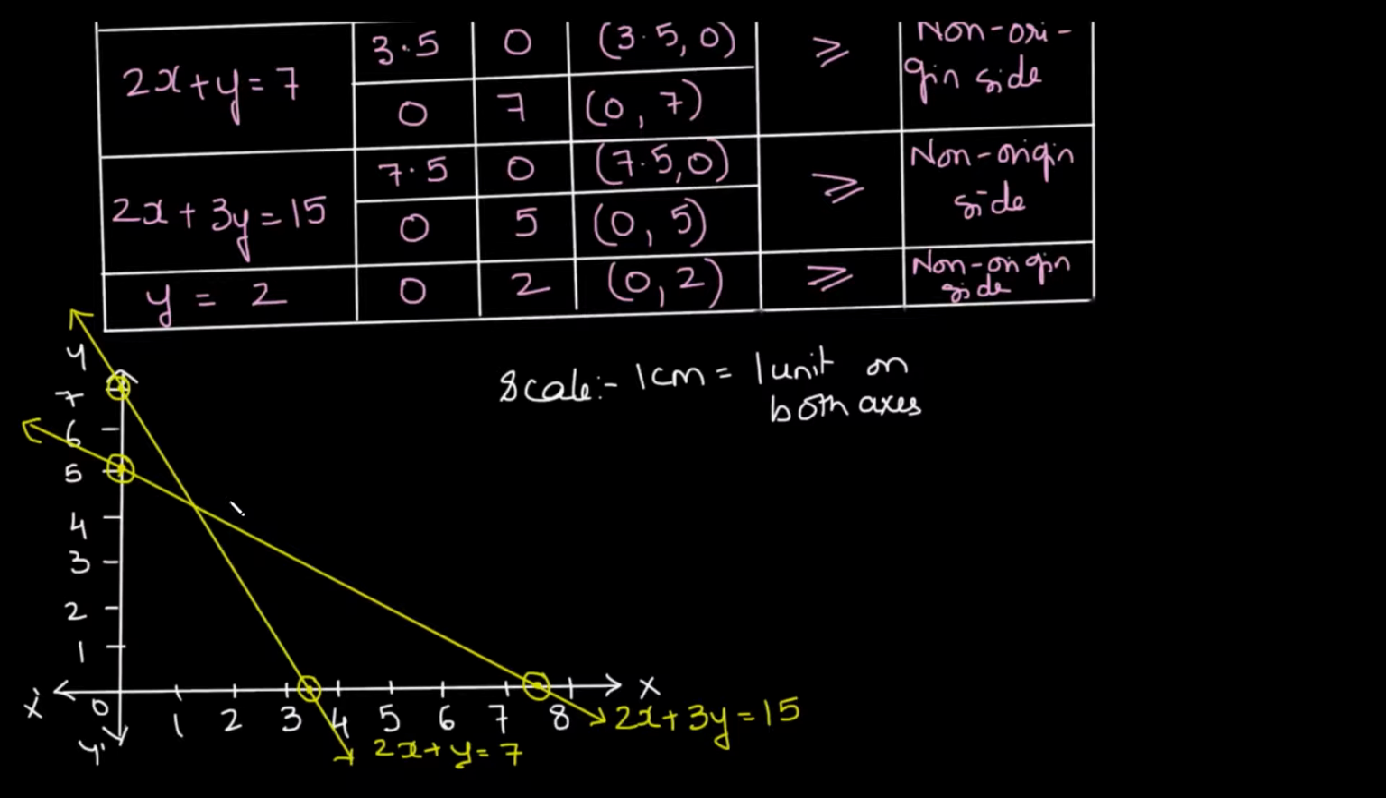The third one, y is equal to 2, is a line parallel to the x-axis. The coordinate is over here, that is 0, 2. And thus we can just draw the line like this, more or less parallel to the x-axis here. Then, okay, this equation is y is equal to 2.